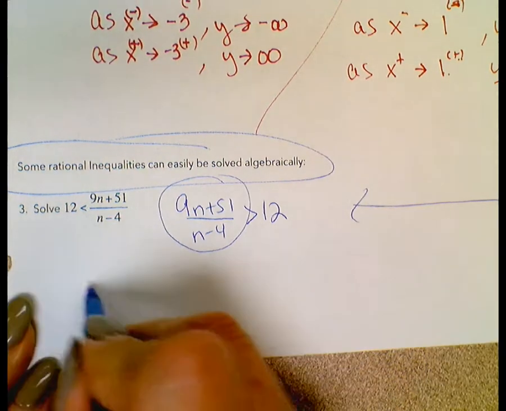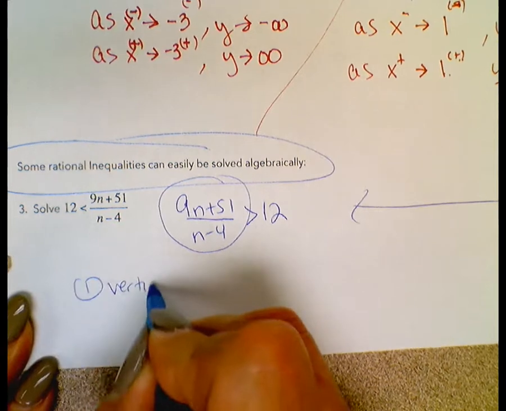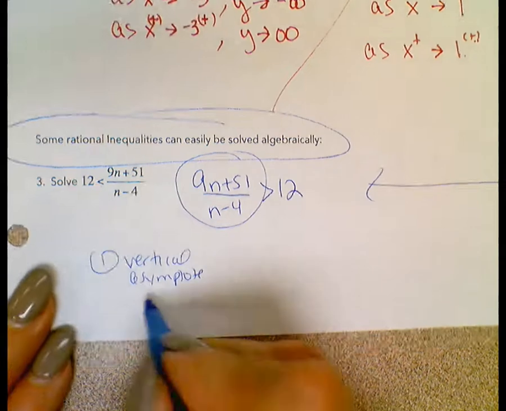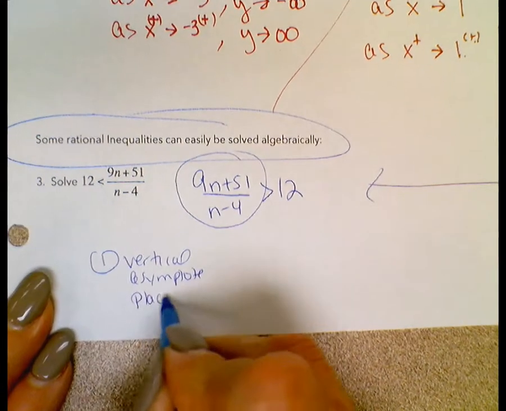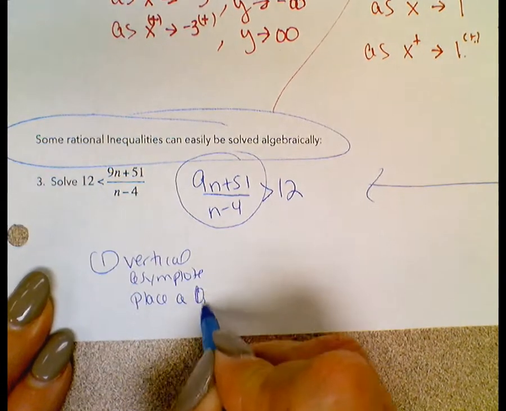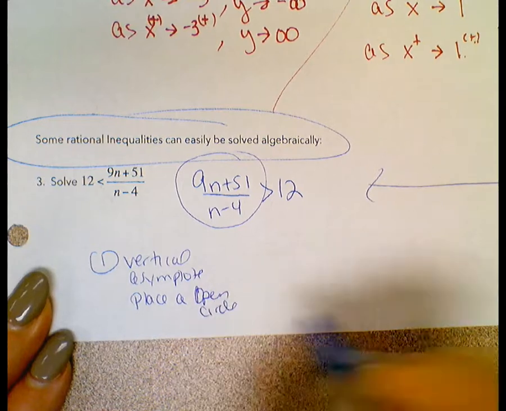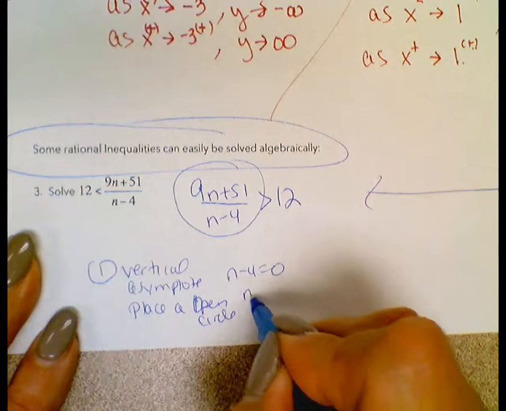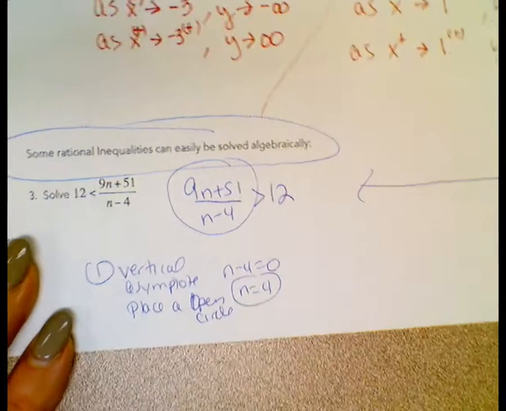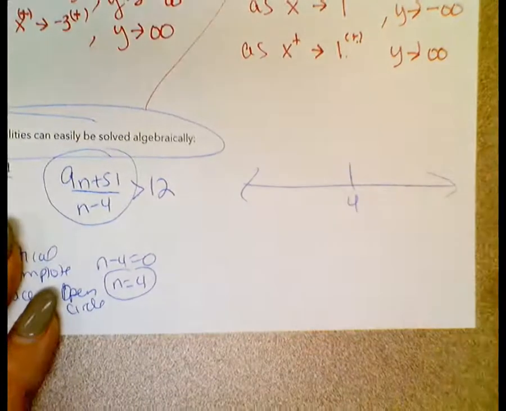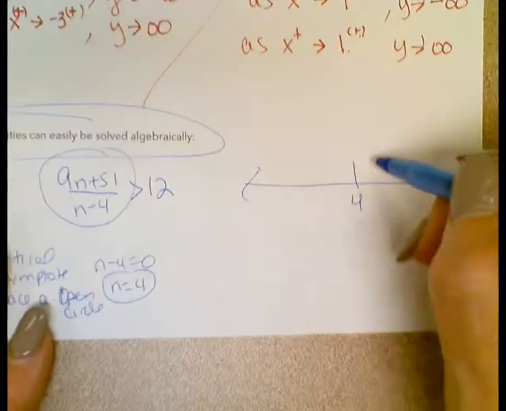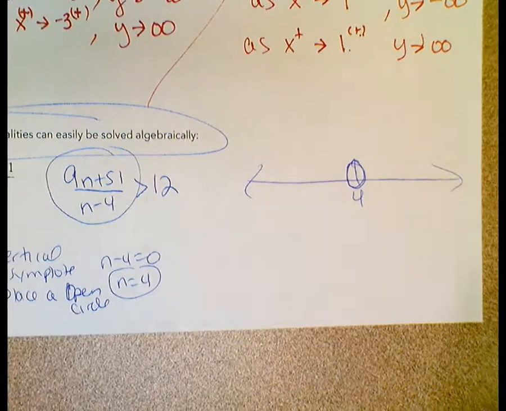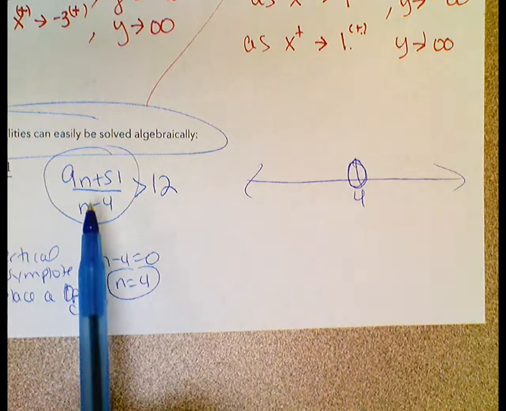All right, the first thing we're going to do is find the vertical asymptote. And when we find it, we're going to place an open circle on the number line. So we're going to take n minus 4 and set it equal to 0 and solve. n equals 4. So we're going to write 4 somewhere and put an open circle there. That's a discontinuity in the graph. It will never be 4, because if it was 4, this denominator would be 0.